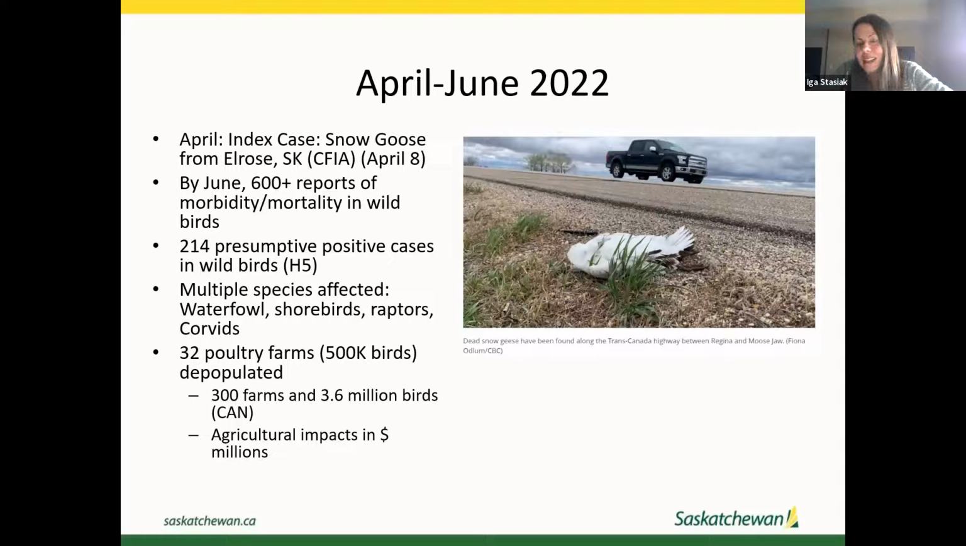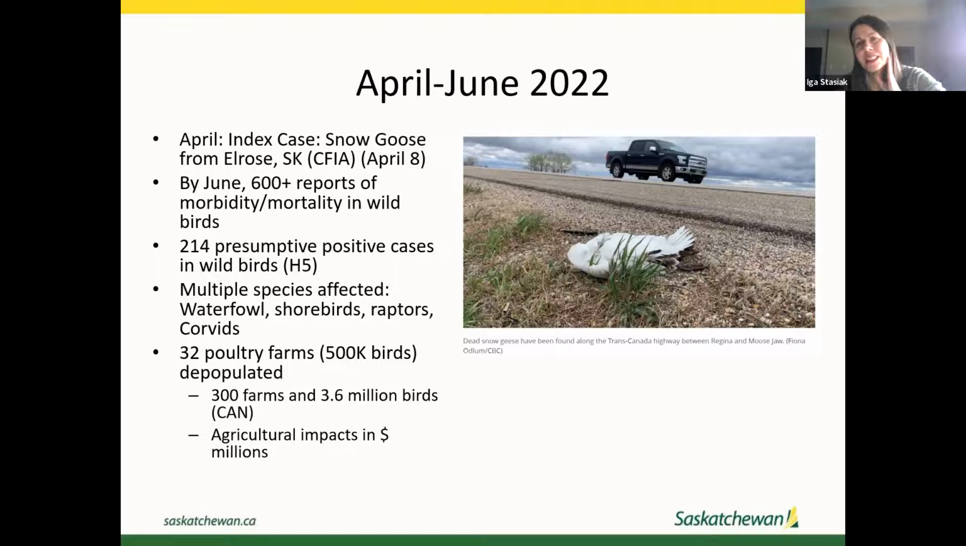Multiple species impacted, so waterfowl, shorebirds, raptors, and scavenging birds, and most of these other species appear to have been infected through the consumption of infected waterfowl. So during this period, we also saw significant impacts on the poultry industry. So in Saskatchewan, we had 32 poultry farms impacted that were depopulated. Over 300 farms across Canada, and that's amounting to almost 4 million birds, and agricultural impacts in the millions of dollars to the agricultural industry.